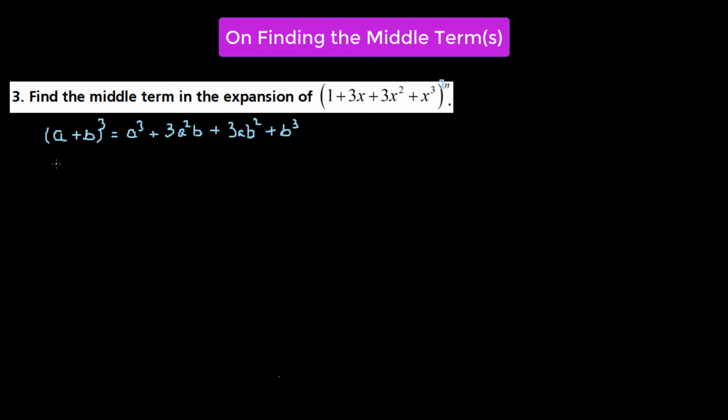We're going to replace a by 1 and b by x, and that should give us (1 plus x) whole cubed equals 1 cubed, plus 3 times 1 squared times x, which gives us thrice x. Then for the third term, we have 3 times 1 times x squared, which is thrice x squared, plus x cubed. So this is the polynomial expression, which in a condensed form can be written as (1 plus x) raised to the power of 3.